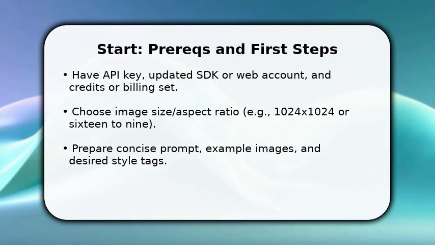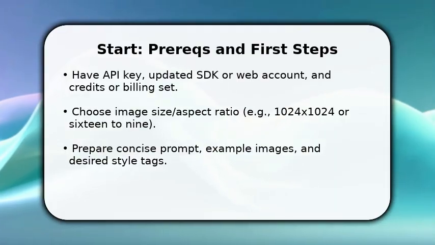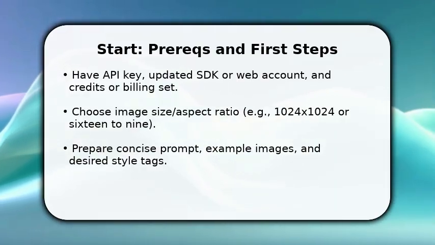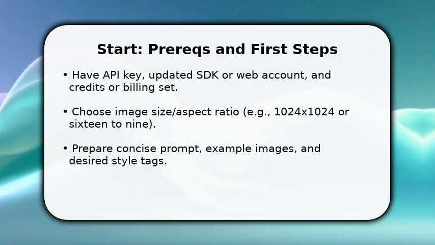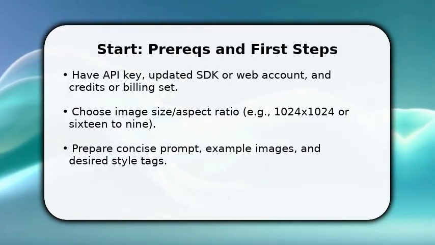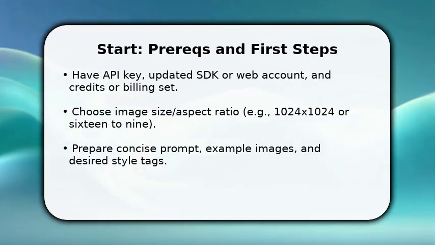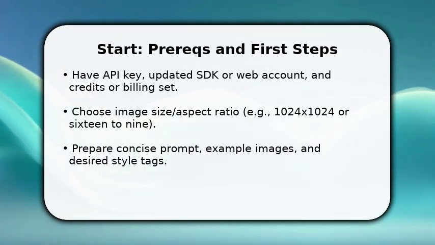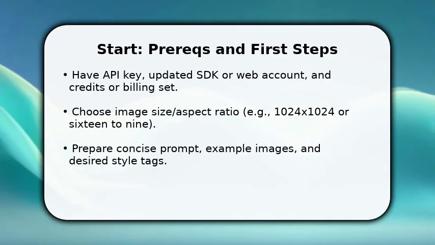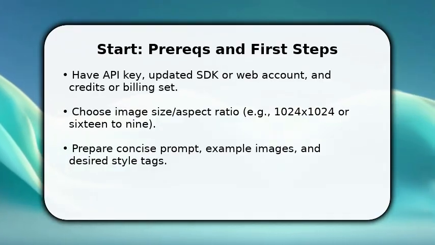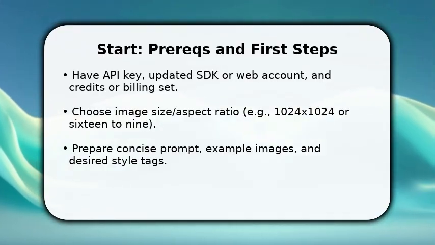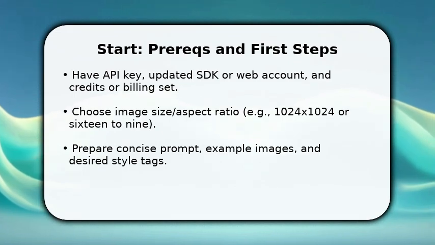You start by confirming prerequisites: an active OpenAI account, a valid API key, and billing enabled. Once done, open the web generator or SDK and set image size and aspect ratio. Next, craft a focused prompt with subject, mood, and style tags. Include reference images if you have them. Make sure to save your prompt template to iterate quickly. This gets you into generation immediately rather than stalling on trivial setup details.